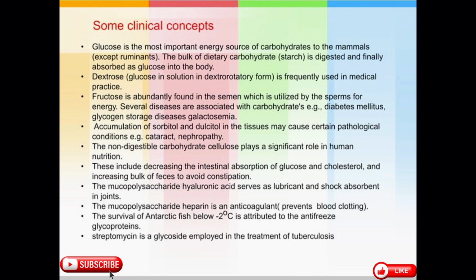Several diseases are associated with carbohydrate, for example, diabetes mellitus, glycogen storage disease, and galactosemia. Accumulation of sorbitol and dulcitol in the tissue may cause certain pathological conditions, cataracts and nephropathy. The non-digestible carbohydrate cellulose plays a significant role in human nutrition. These include decreasing the intestinal absorption of glucose and cholesterol and increasing bulk of feces to avoid constipation.